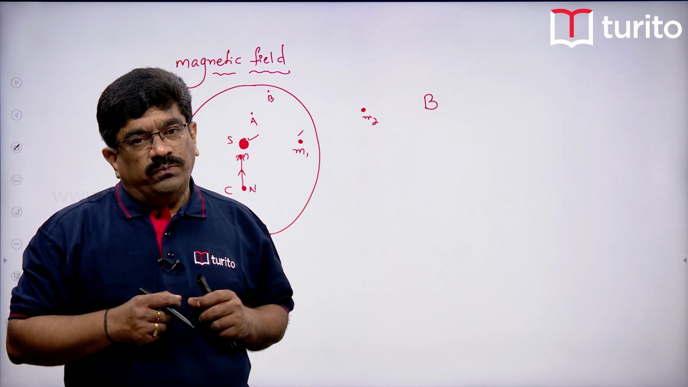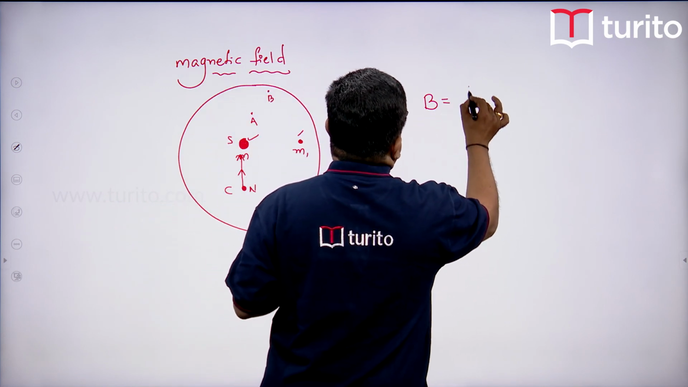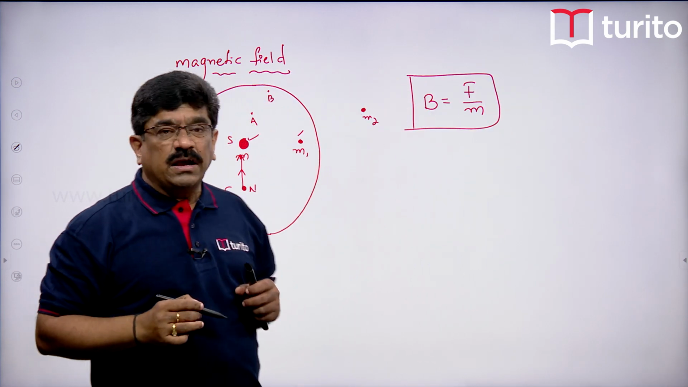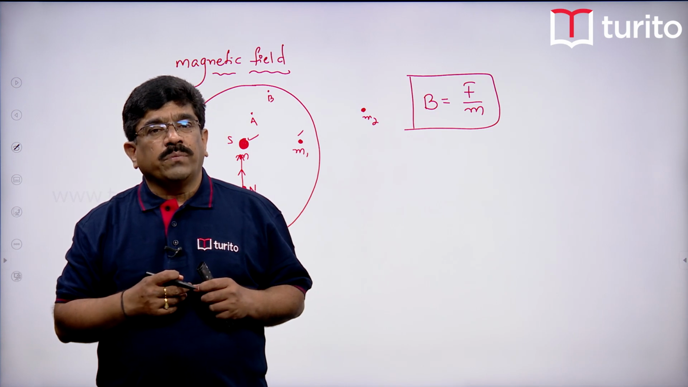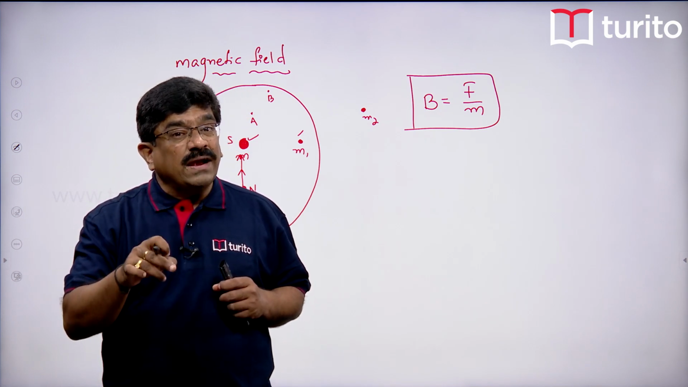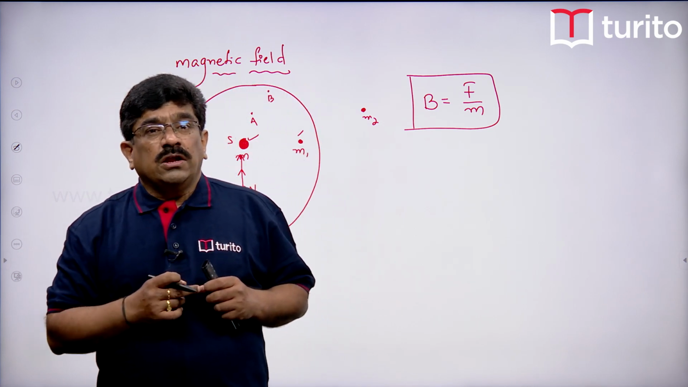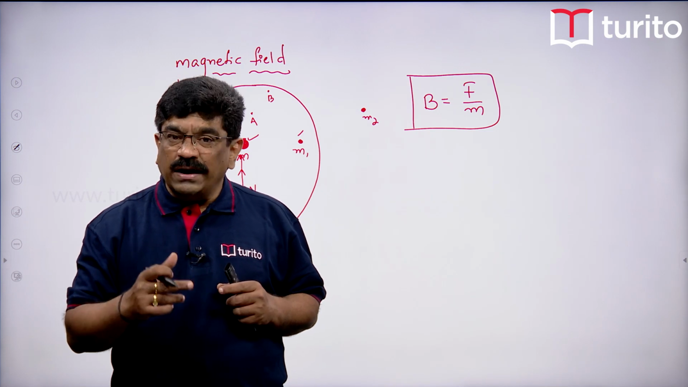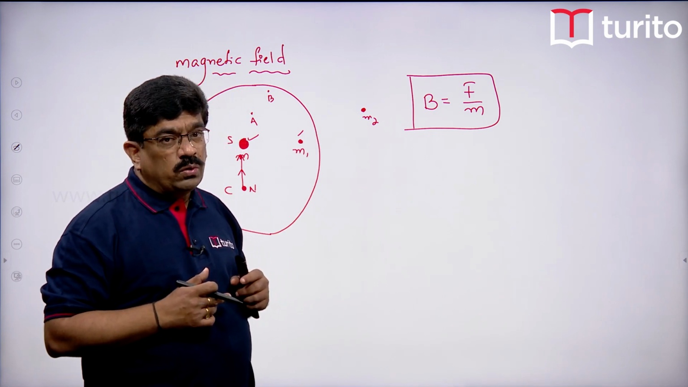Now, we are going to discuss the definition of capital B, magnetic field induction. With the help of this formula we can define magnetic field induction. Look at the definition: the force experienced by a magnetic pole of unit pole strength kept at any point in the magnetic field is called magnetic induction at that point. Once again, the force experienced by a unit north pole kept at any point in the magnetic field is called magnetic field induction at that point. So, by definition we can write B is equal to F by M.